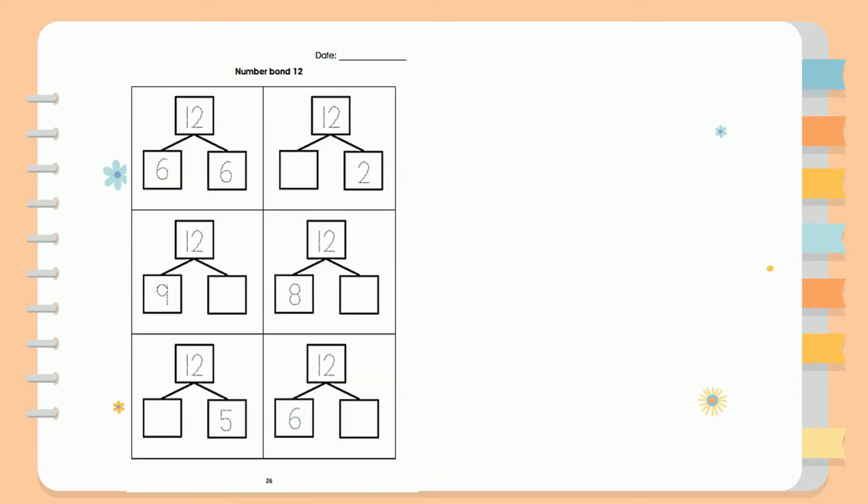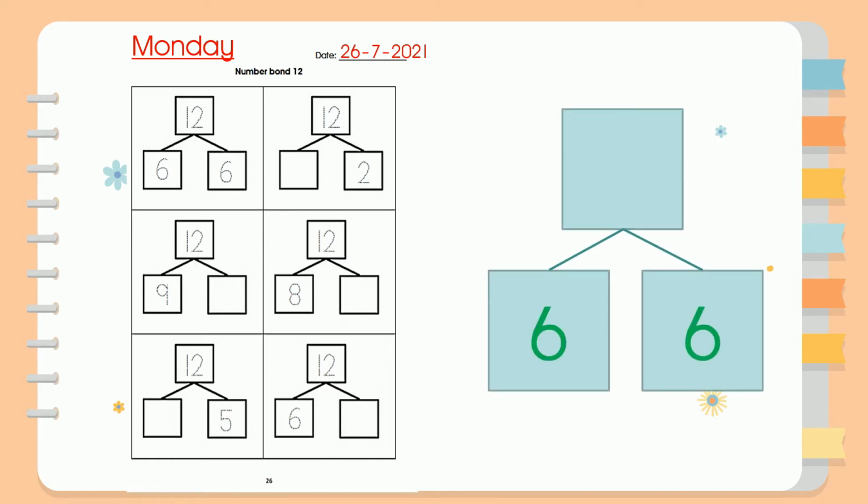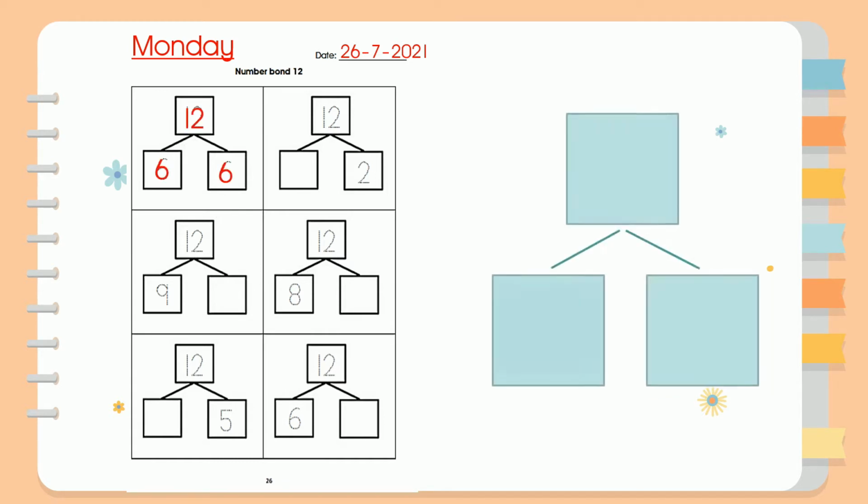Page 26, write down the day and date. Oh, still is the number bond of 12. So let's see the first number bond. 6 and 6 is 12. So please trace the number. So let's see the next number bond.